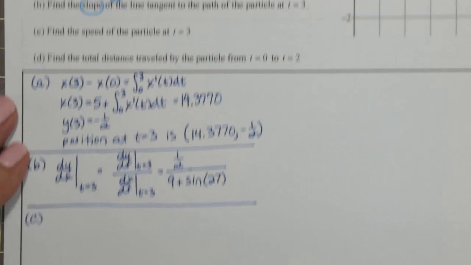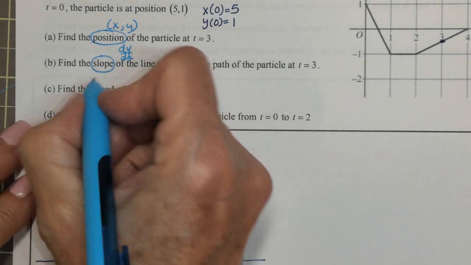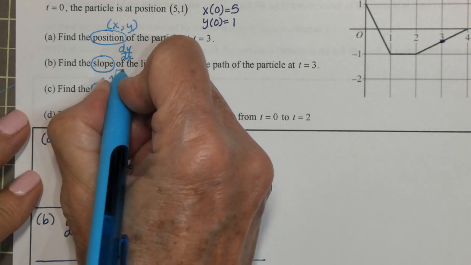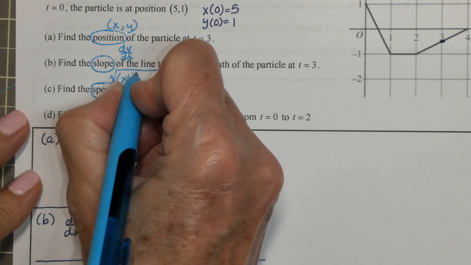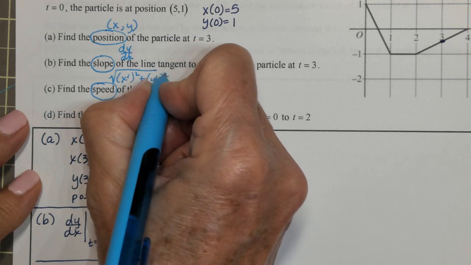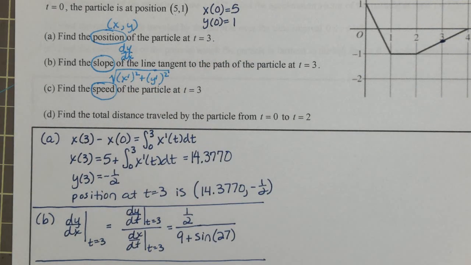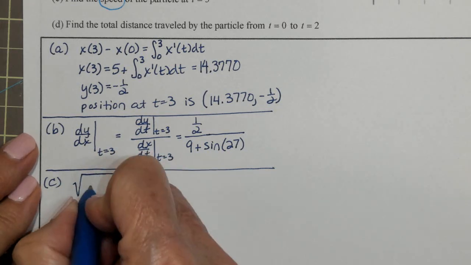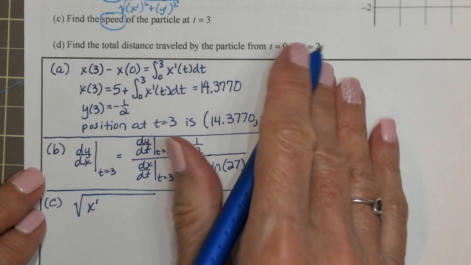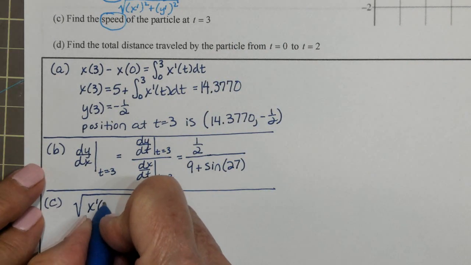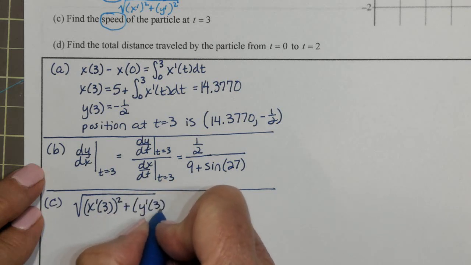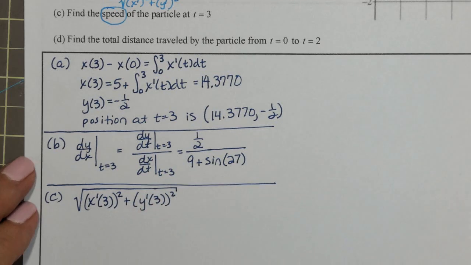Part C. Find the speed of the particle at time 3. Speed. Think formulas. So speed is the square root of x prime squared plus y prime squared. That's speed. So I have the square root of x prime, and they want it at time 3. So x prime at time 3 squared plus y prime at time 3 squared. That's the speed at time 3.